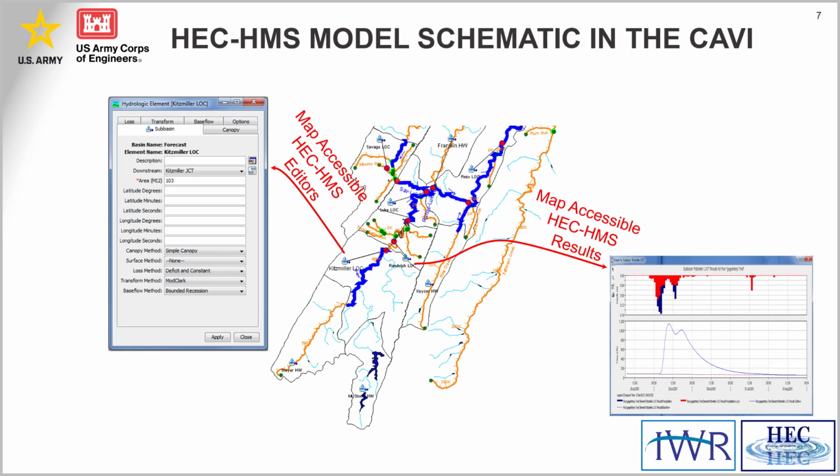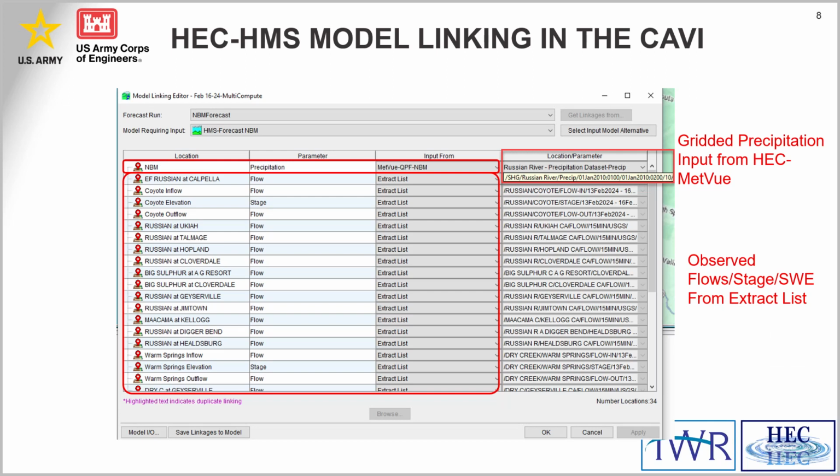But then with this, we're also following a different process in the data stream. So we had METView feeding data directly into HMS as a boundary condition. We set this up in the model linking of the CAVI. So in here, we have our forecast run name. Then we have our model. So we're looking at our HMS model.